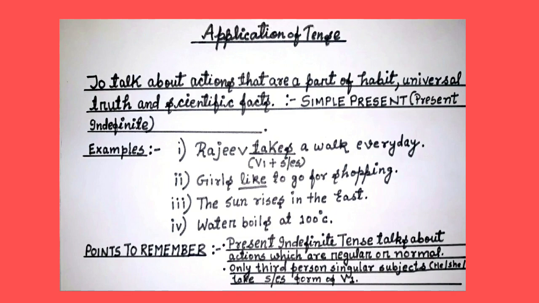The third example is: the sun rises in the east, which is an example of universal truth. And water boils at 100 degrees centigrade, which is a scientific fact. So, the first application of tense is to talk about those actions which are a part of habit, universal truth, and scientific facts. And in order to do that, we need simple present tense.